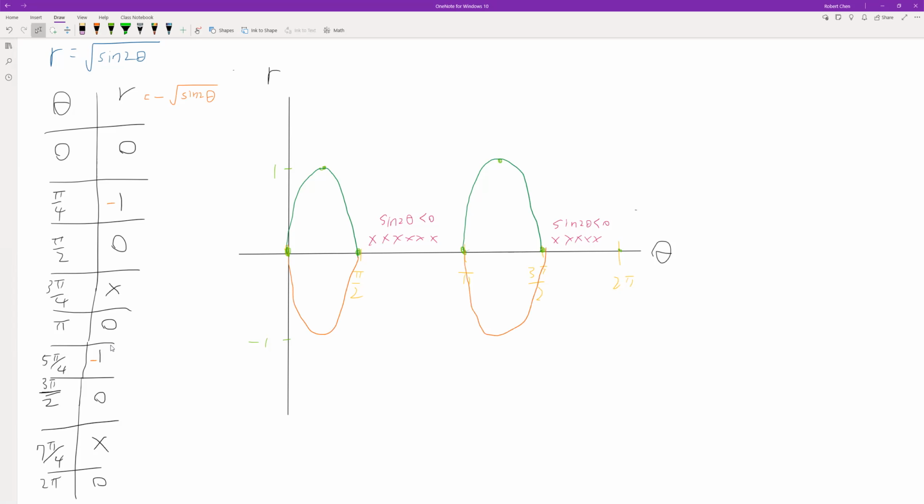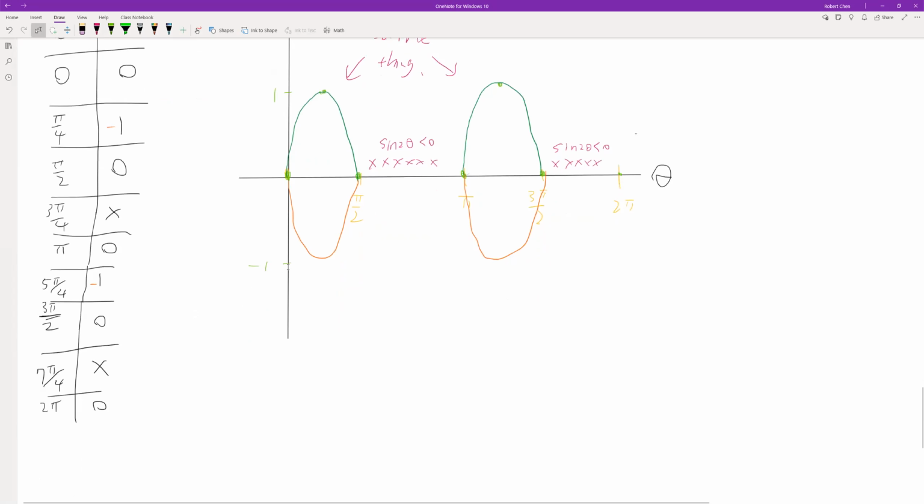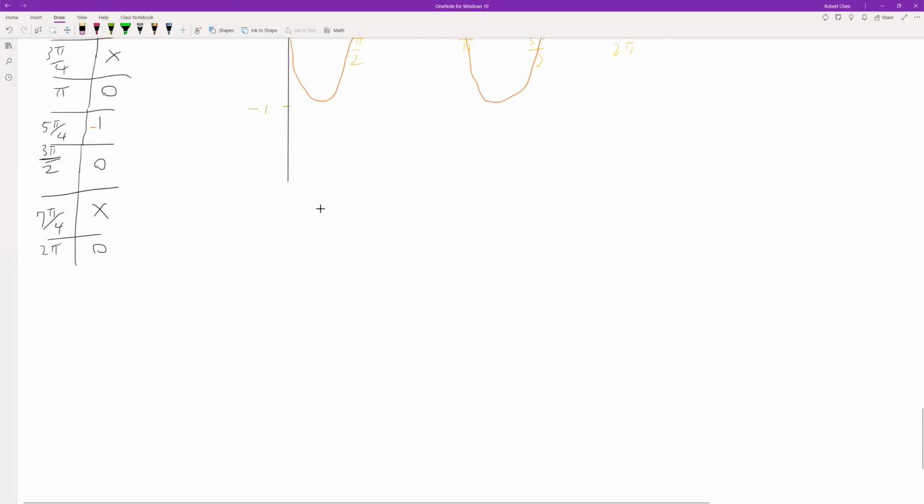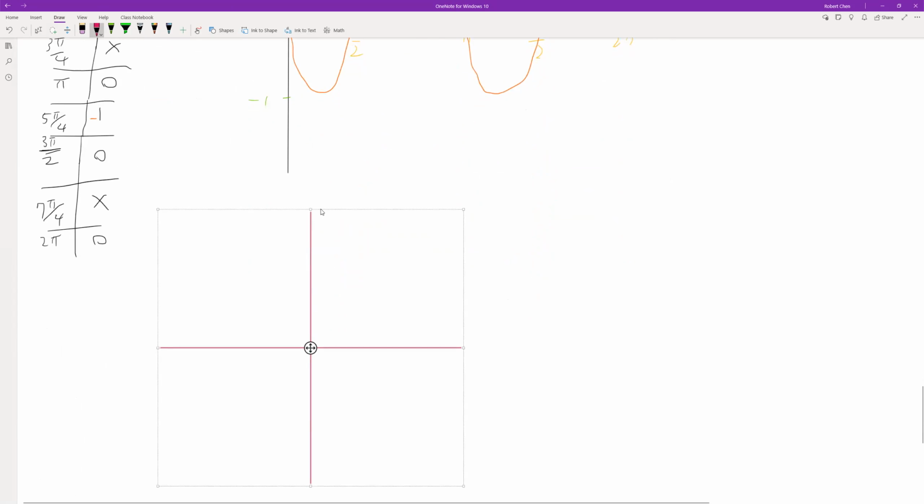Okay. So you can see that it actually repeats itself. These two are the same thing. And all we need to do is convert this to polar coordinates. We want to convert that to the Cartesian XY axis. And I'll show you how to do that as well.